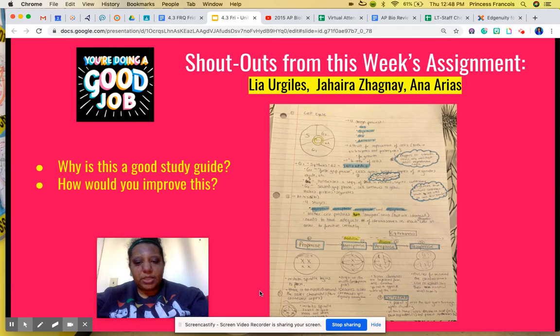Next, on the actual assignment itself, the first shout out I'm going to do is for Leah, Jahira, and Anna's group. This is an example of one of the pages on the study guide. I just want to stress and point out there's a lot of visuals. There are, in some ways, concept maps happening here as well, so it's really showing the relationship of words. Rather than just listing the words in the order they appear, the words appear where they are relevant.